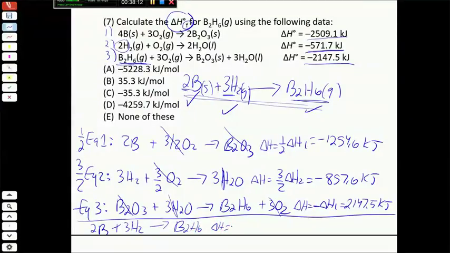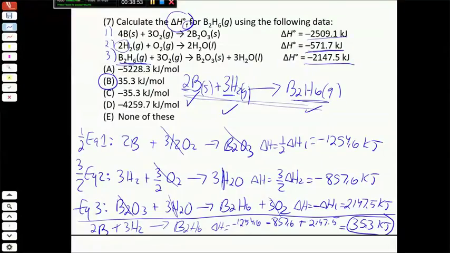And then the delta H is just going to be the sum of these three numbers after we've modified them and added the equations together appropriately. So we get minus 1254.6 minus 857.6 plus 2147.5. Sorry, I'm writing small here. And then that comes out to 35.3 kilojoules if I did the math right. Or currently read as kilojoules per mole. But anyway, that corresponds then to the correct answer being choice B, 35.3.